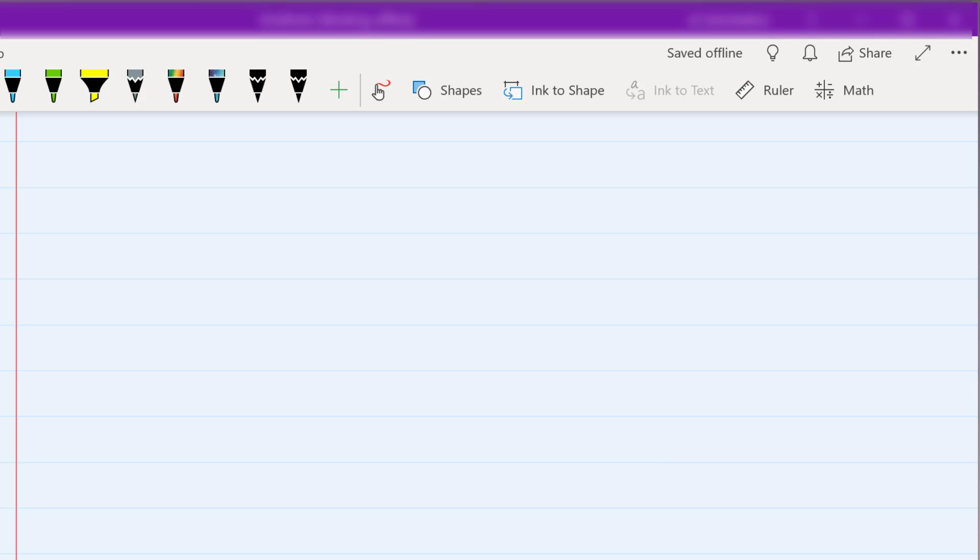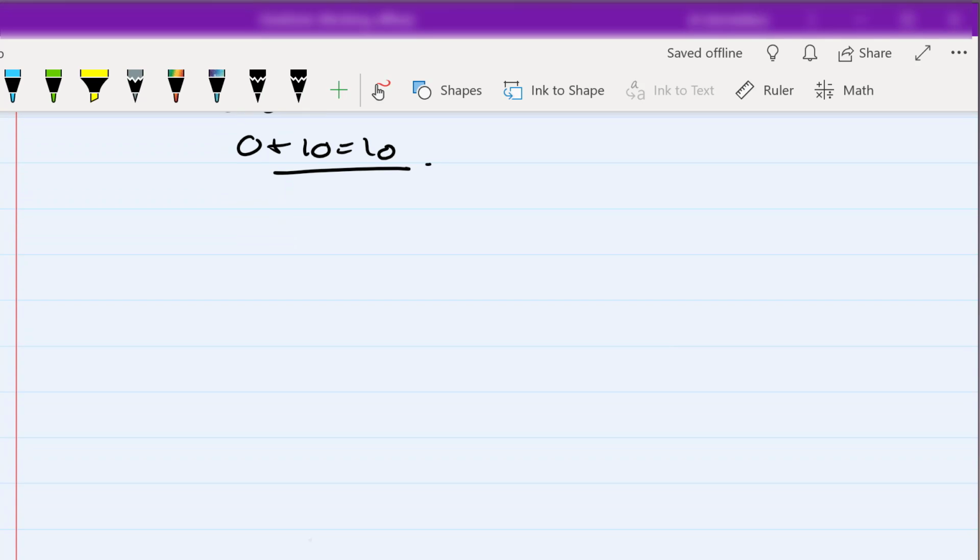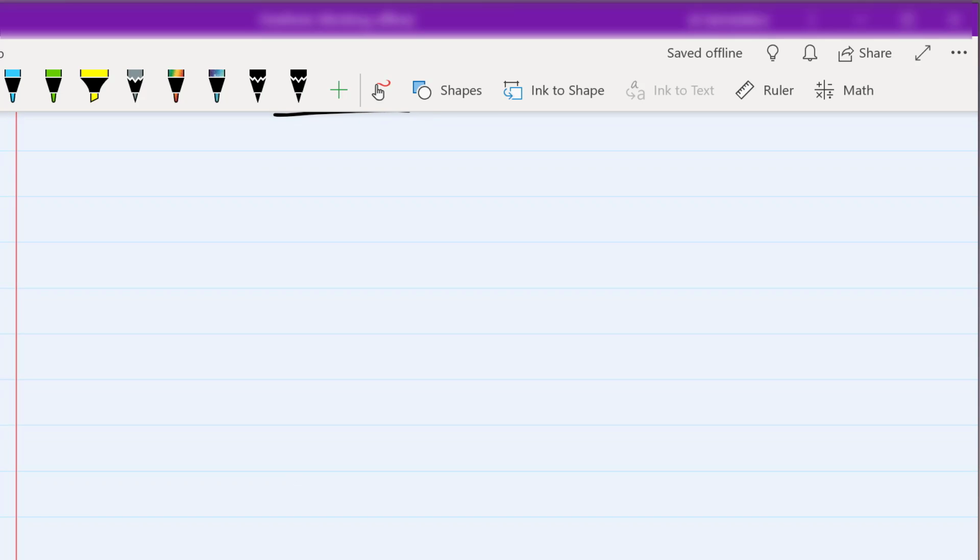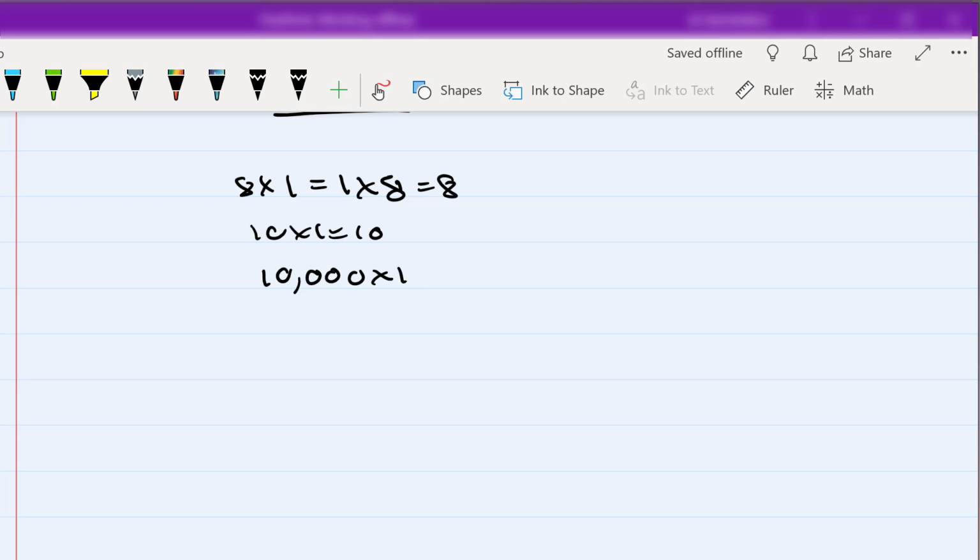The identity property for addition is just adding 0 to any number. So 1 plus 0 is 1, 8 plus 0 is 8, 0 plus 10 is 10. And the identity property for multiplication just tells us that any number times 1 is that same number. So 8 times 1 is the same as 1 times 8, which is just 8. Or 10 times 1 is 10. Or 10,000 times 1 is 10,000. The number remains unchanged.